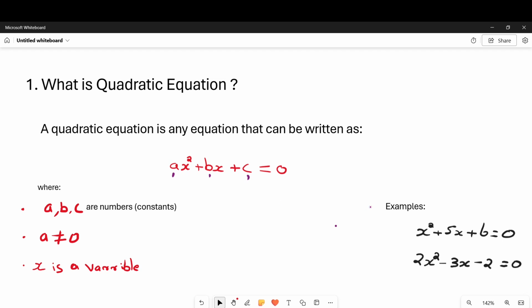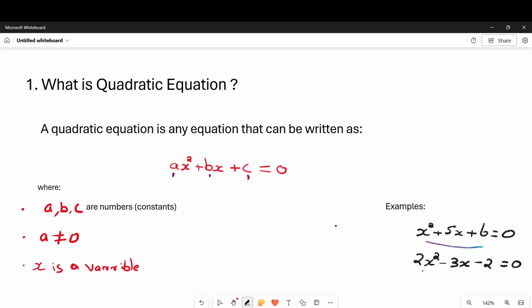So let's see some examples here. See, x² + 5x + 6 = 0. This is a quadratic equation. The left hand side is equal to 0, why? We don't know the value of x. So the solution of this equation is to find the values of x which make this equation equal to 0.